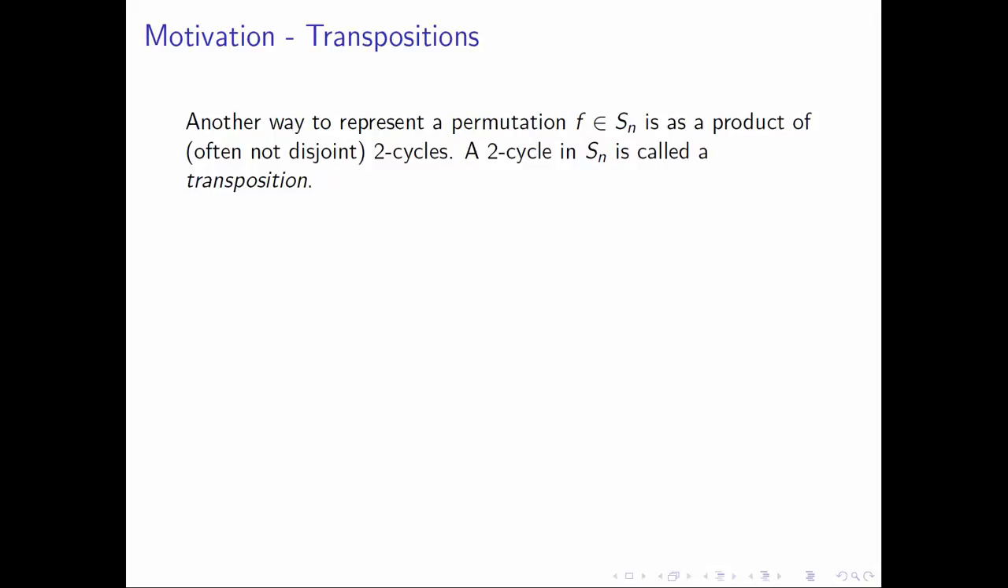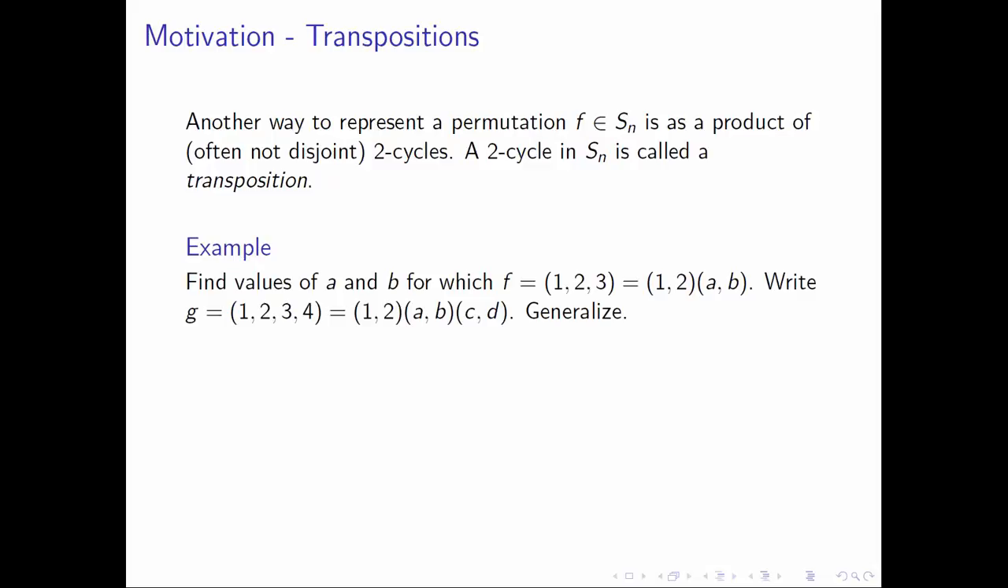cycles. So a two cycle, a cycle that just has two numbers in it, sends 1 to 2 and 2 back to 1, for example. A two cycle is also known as a transposition. You can call it by either thing, a two cycle or a transposition, but from here on out I'll most likely be calling a two cycle a transposition.